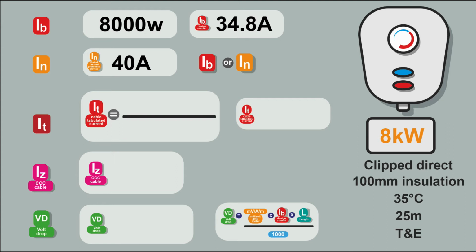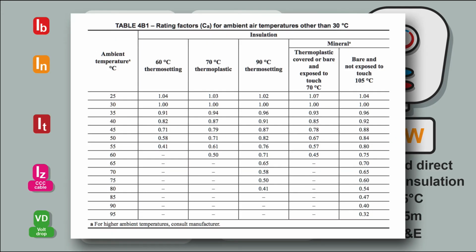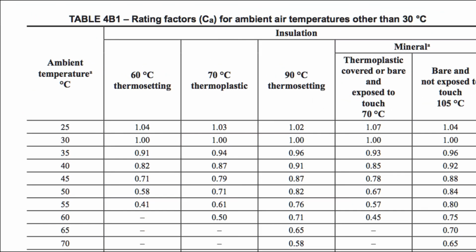Then we need to know, can this circuit be overloaded? Well, it's a fixed load. It's an 8 kilowatt load. It could pull less, but it's not going to pull more than 8 kilowatts. So we've got a fixed load. It can't be overloaded. So we can use IB to calculate our IT. But we do have some correction factors. We've got an ambient temperature of 35 degrees C. So we need to add that correction factor to our calculation to get IT.